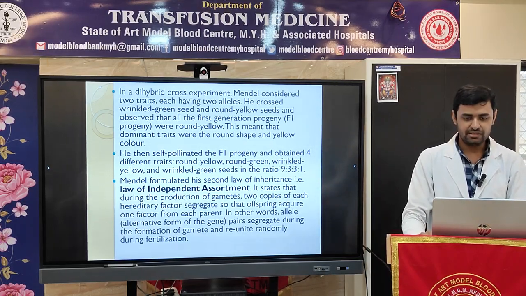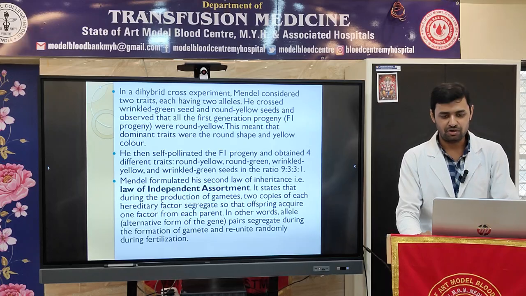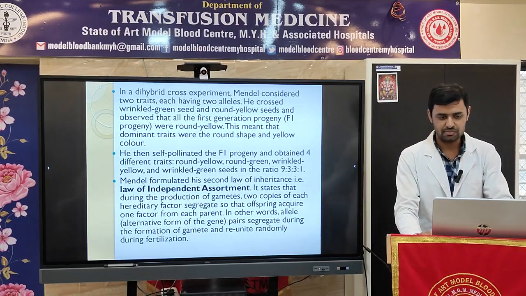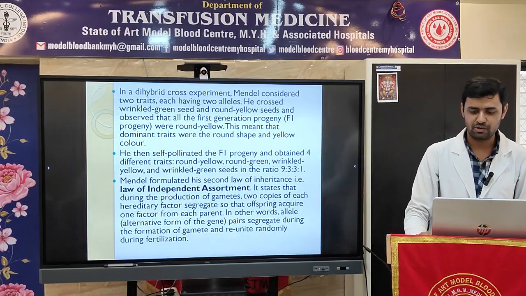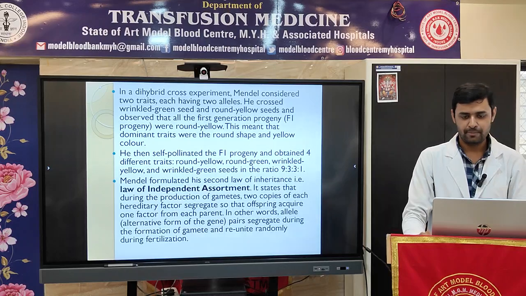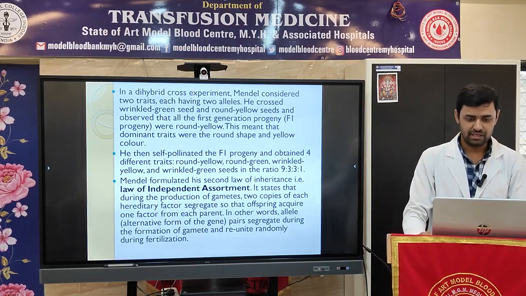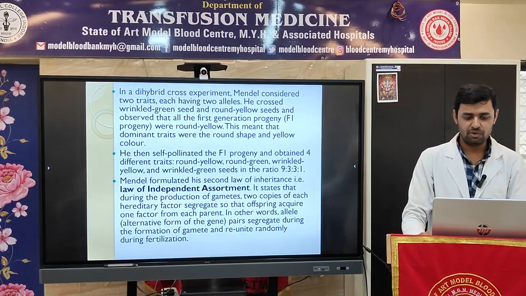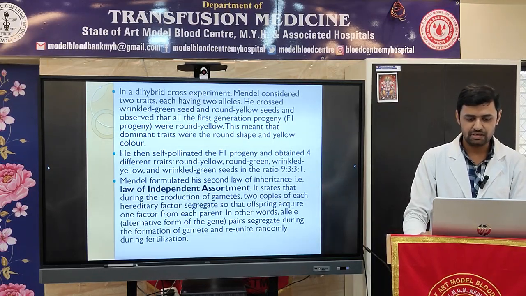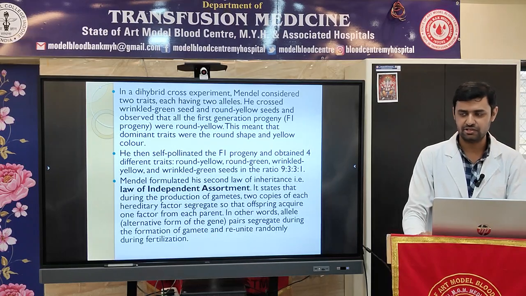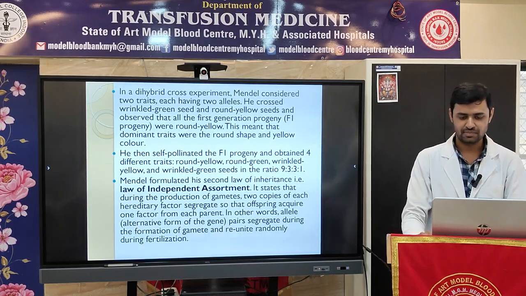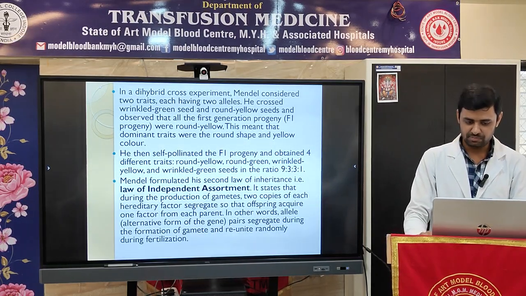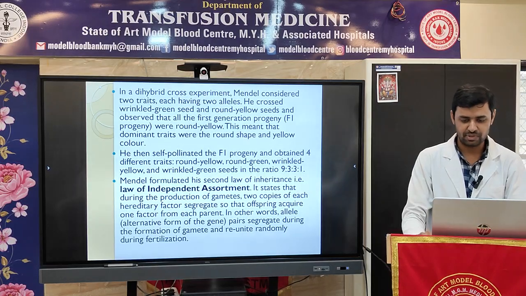He crossed wrinkled green seeds and round yellow seeds and observed that all the first generation were round yellow. This means that the dominant traits were round shape and yellow color, not wrinkled and green. He then self-pollinated the F1 progeny and obtained four different traits: round yellow, round green, wrinkled yellow, and wrinkled green seeds in the ratio 9:3:3:1. From this, he proposed the law of independent assortment.